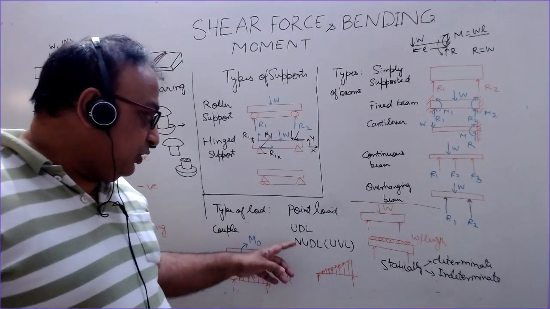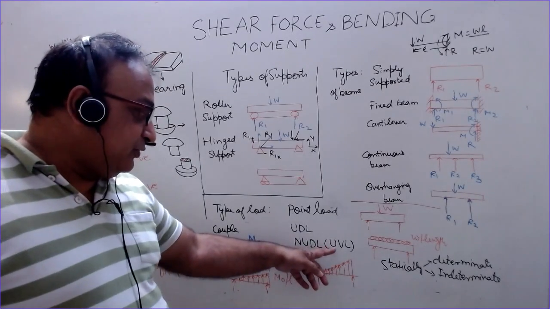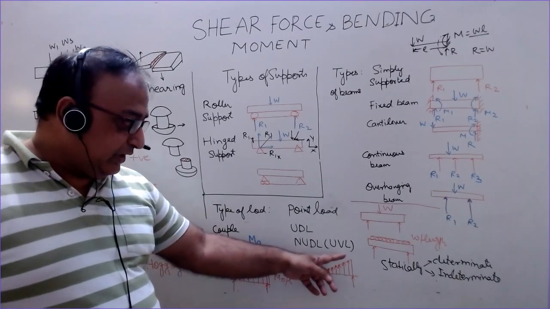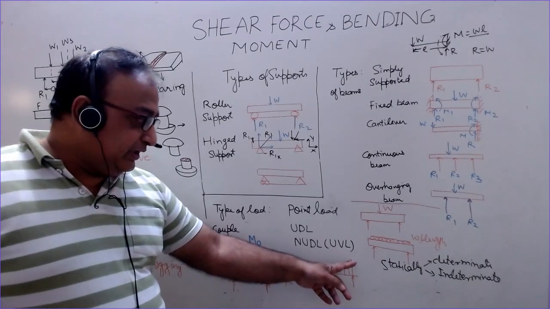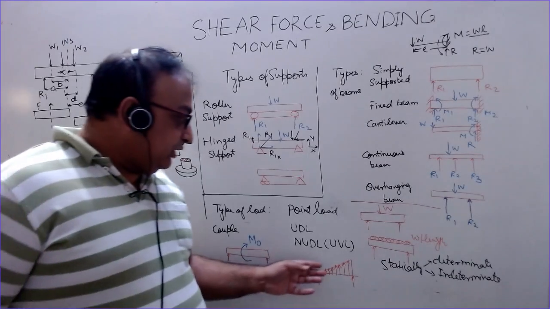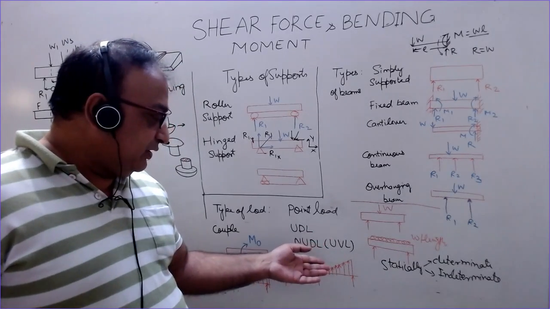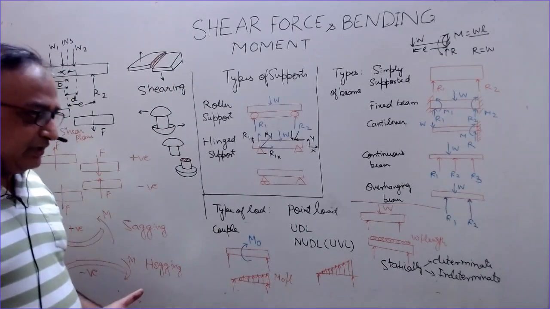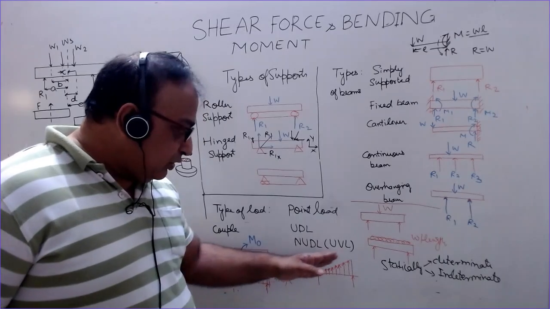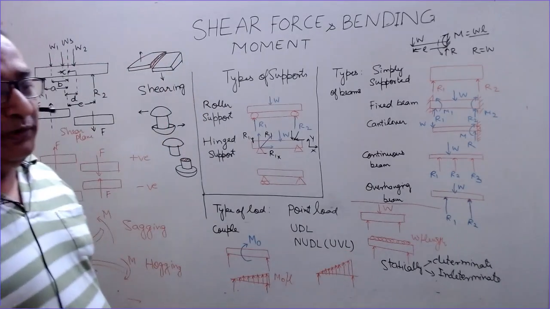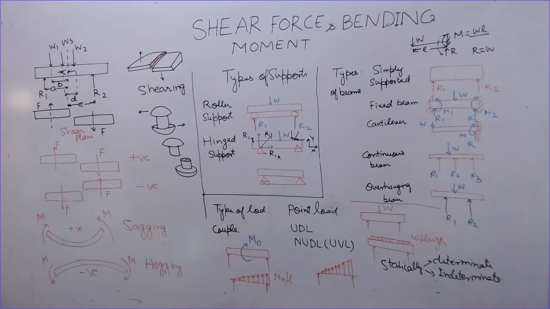Then we have the non-uniformly distributed load, also known as the uniformly varying load. The intensity of load distribution is varying. Here it is 0, and at the other end it may be w per unit length. So the rate of variation may be constant, so the variation is uniform. It may be non-uniform also, such that the pattern of variation of load may be parabolic or cubical parabolic, and we will discuss this when we solve the numerical problems.